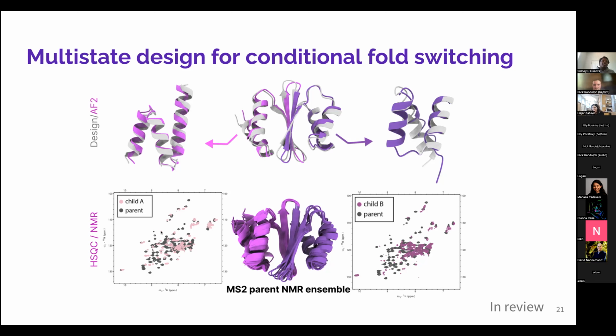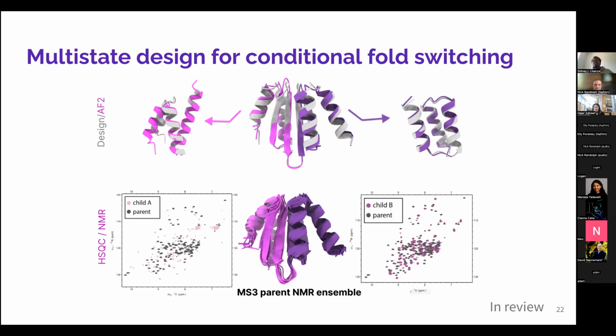In addition, if we look at the actual spectra of the children compared to the parent, we see that the children peaks are in distinct chemical environments, indicating to us that there might be fold switching occurring. We see that both for child A when you compare it to the parent, and also child B when you compare it to the parent. And then we see the same thing within this next design, where again there's atomic level agreement between the parent and the NMR ensemble of that parent. And again, distinct chemical shifts between child A and the parent, and again child B with the parent.